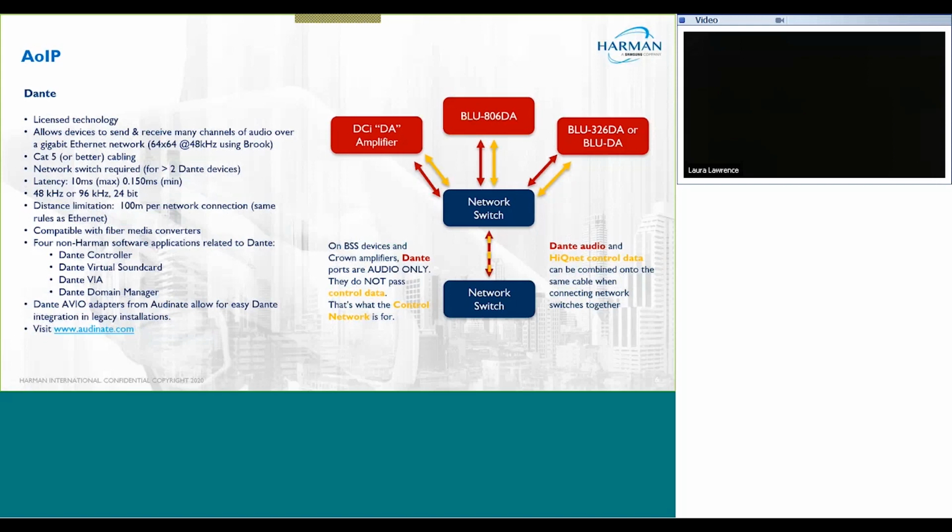Oops, that just got cut off. This is supposed to say Brooklyn 2. An error in the slide. We use anything Cat5 or better. Obviously, you need a network switch if there are more than two Dante devices in the network, which most of the time there's going to be way more than 2.